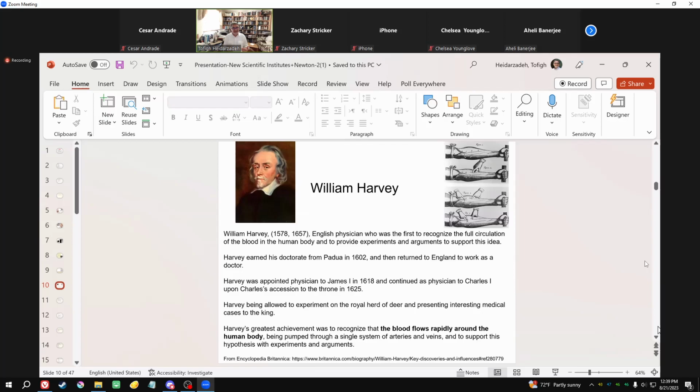So this is a discovery in medicine that happened outside of the university, based on the new approach that we have in natural philosophy, which was experimentation.